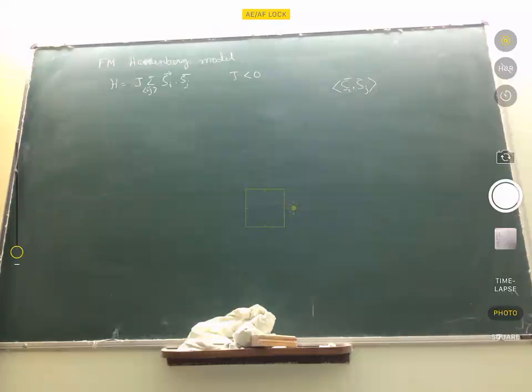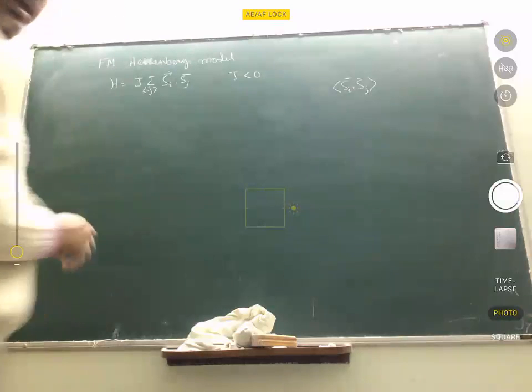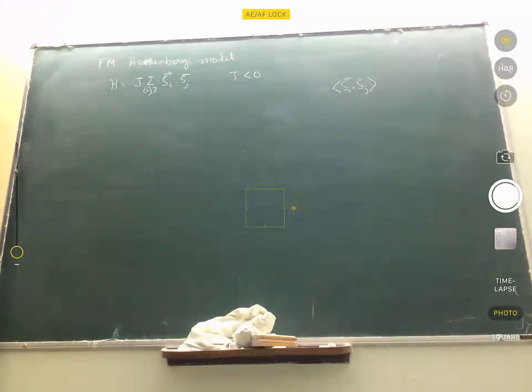Okay, so the ground state is known. There is long range order, ferromagnetic long range order. So what is the ground state at T equal to 0? Let us see how to understand that. In order to understand the ground state of the ferromagnetic Heisenberg model, let us look at a two-site problem.